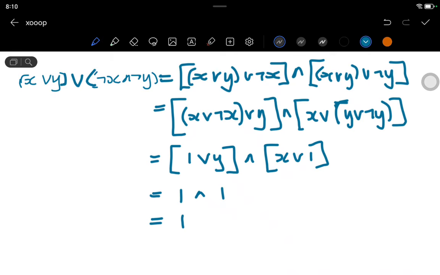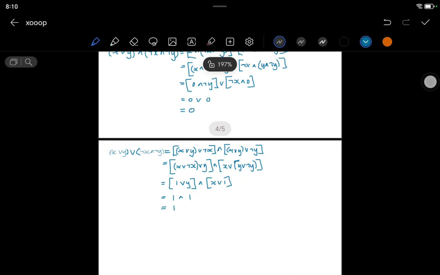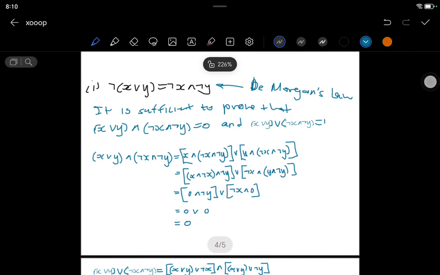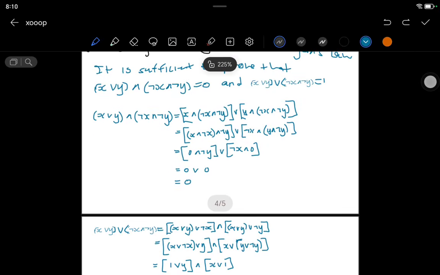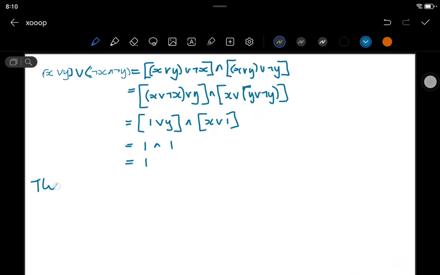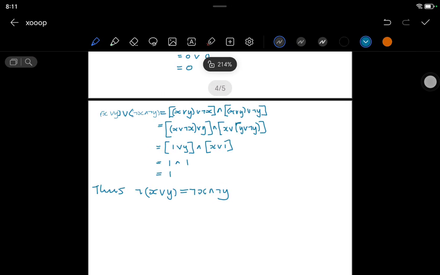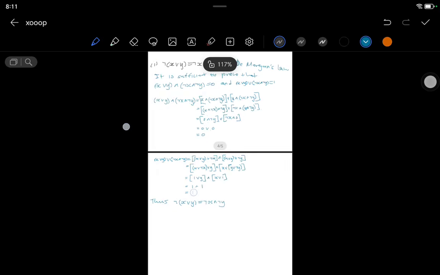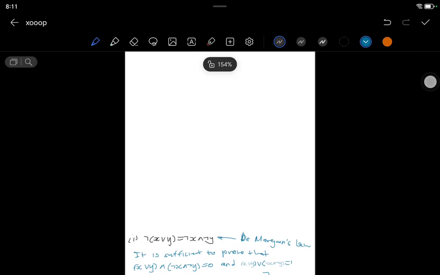So now we have proven that these two are indeed correct. If you have proven this, it means that this statement is correct. Then you say, thus, the negation of X or Y is equal to the negation of X and the negation of Y. So we have proven that. So with Boolean algebra, it's simple. You can just easily prove it anyhow. So now let's check.